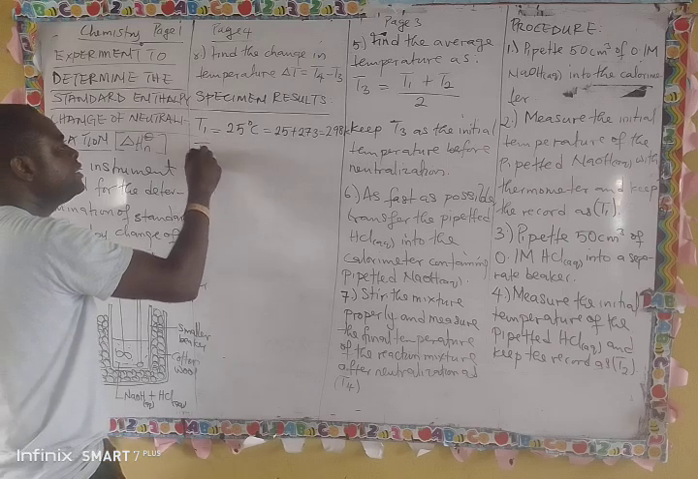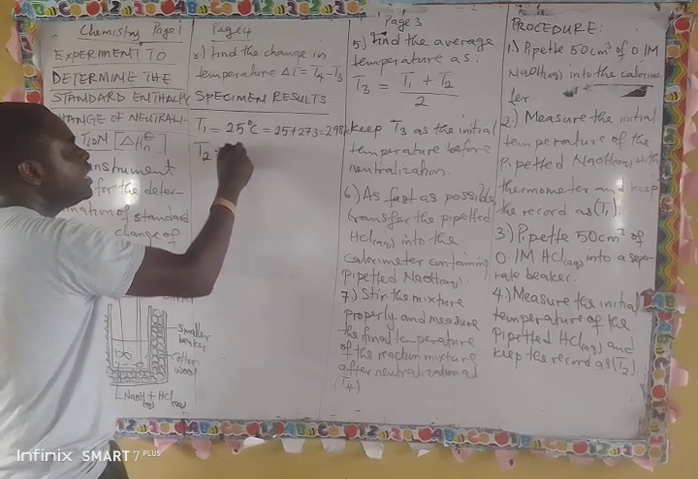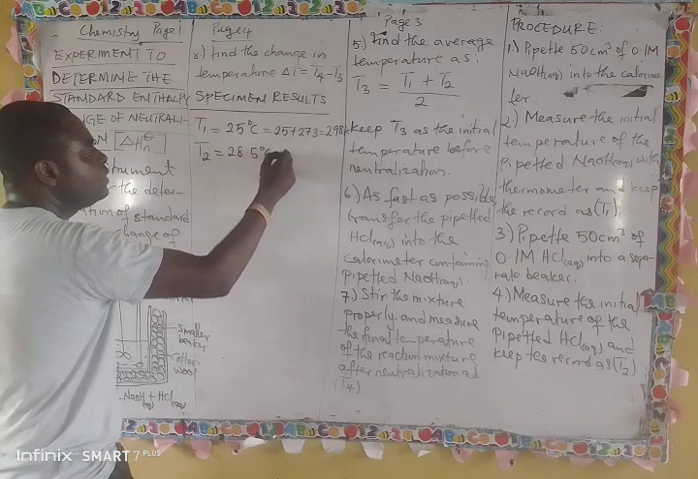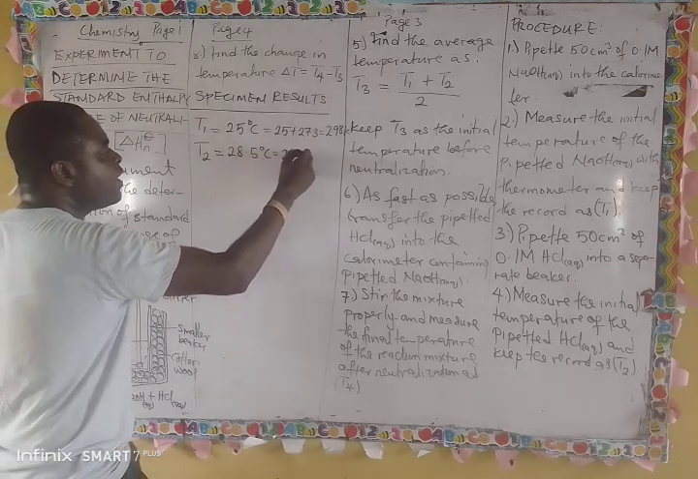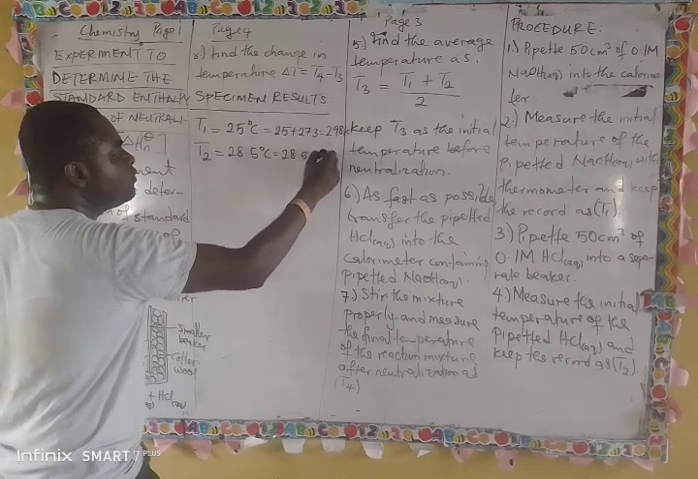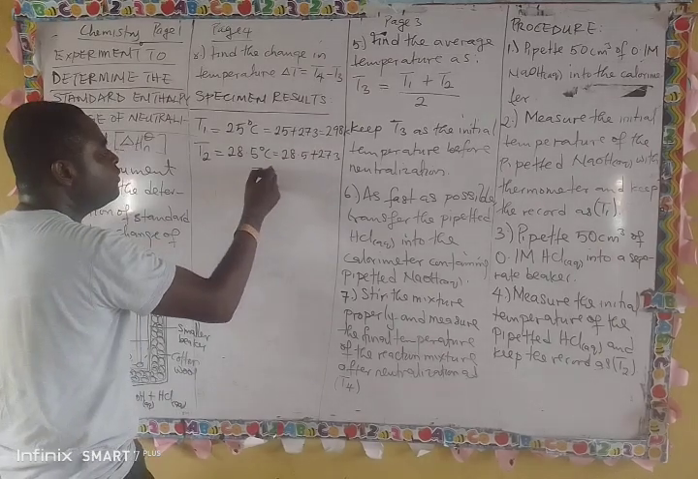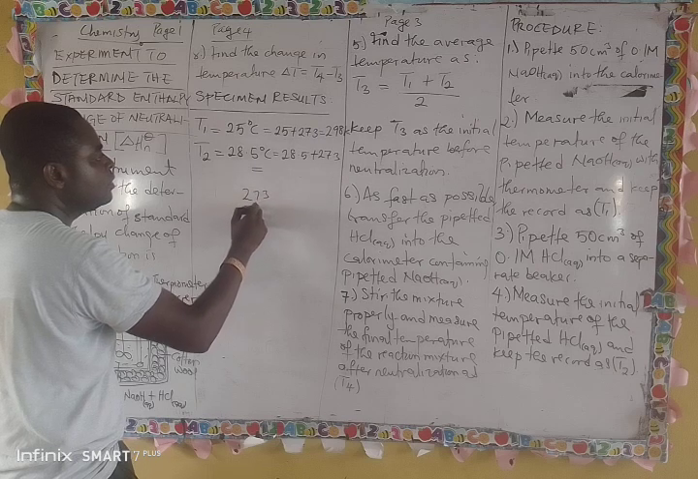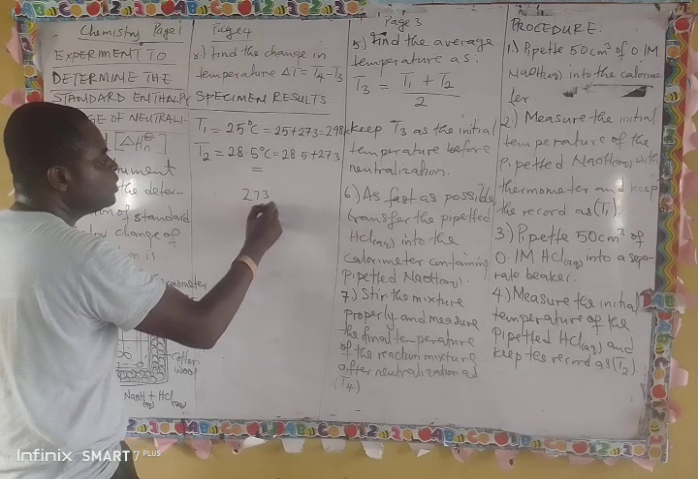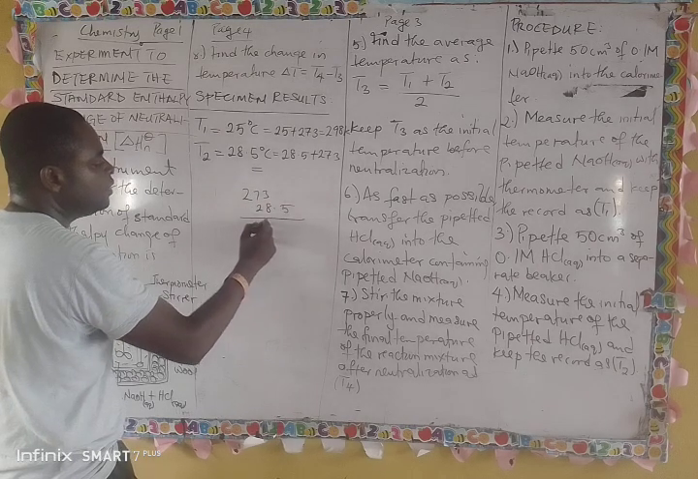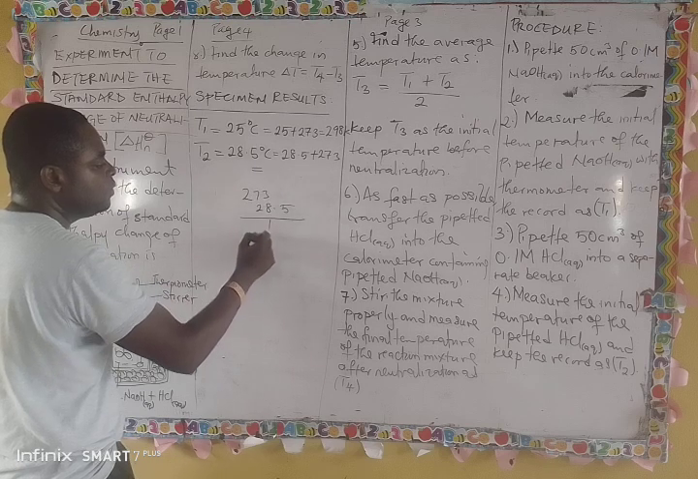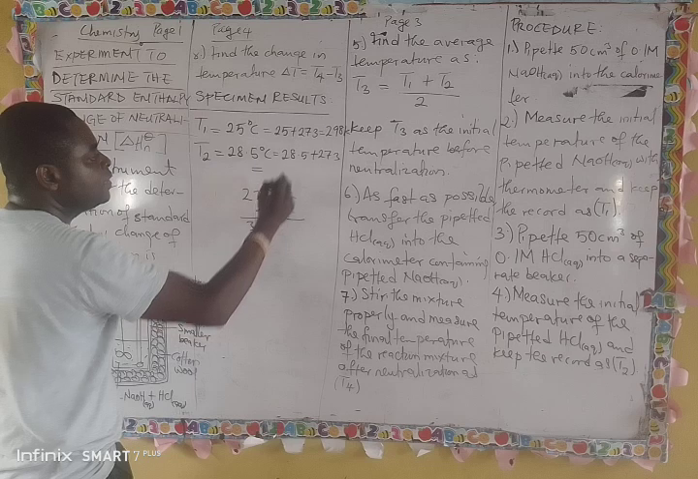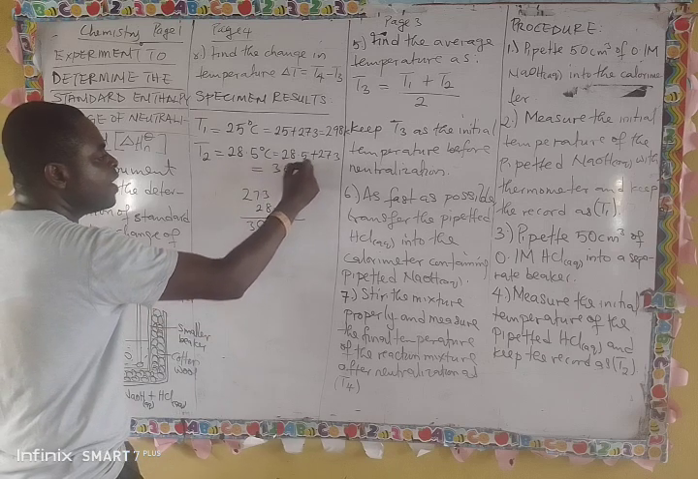Now, let's assume that our T2 is 28.5 degrees C, which is equal to 28.5 plus 273. So that gives us what? We have 301, 301.5 Kelvin.